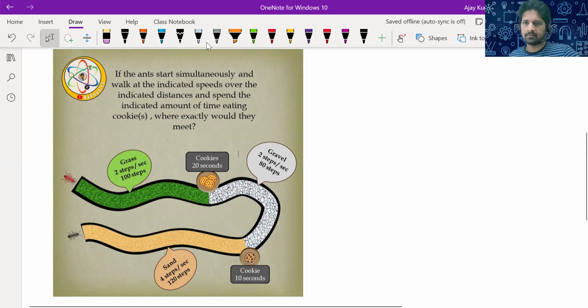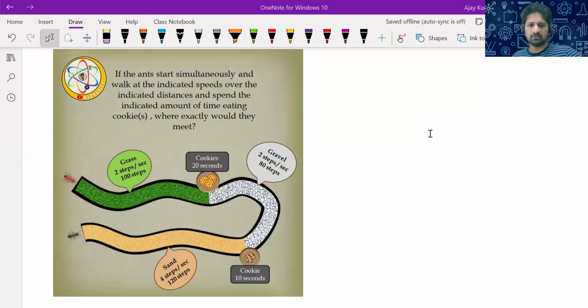So time taken by the red ant equal to time taken by the black ant, sir. Okay, yeah. Wherever they meet, the time for which that ant moves is same as the time for which this ant moves. Correct. Next. So then I assume the time taken by the red ant is x and the time taken by the black ant is 40 minus x. Why will it be x and 40 minus x? Times will be equal.